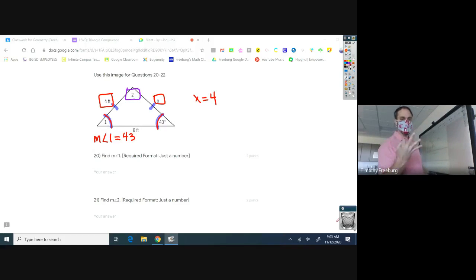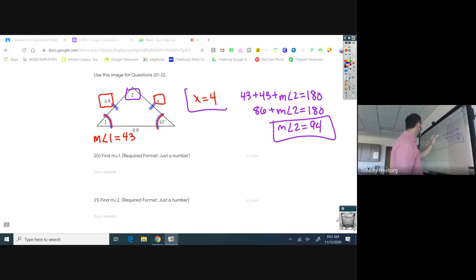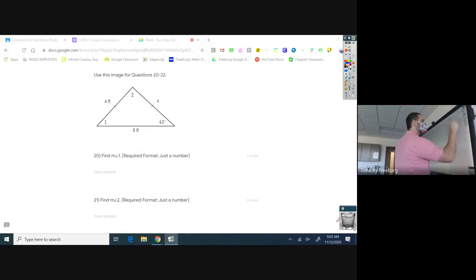Well, you know that the three interior angles of a triangle are going to add up to 180. So let's take a look at that. We've got 43 plus 43 plus the missing angle, or angle 2, going to add up to 180. Combine your like terms here, so 86. Isolate our variable, so we're going to subtract the 86 from both sides, and we'll see that the measure of angle 2 is equal to 94. And that will give us our last piece there. So there's your three answers for 20, 21, and 22 to help you through the homework quiz as we're working through that.